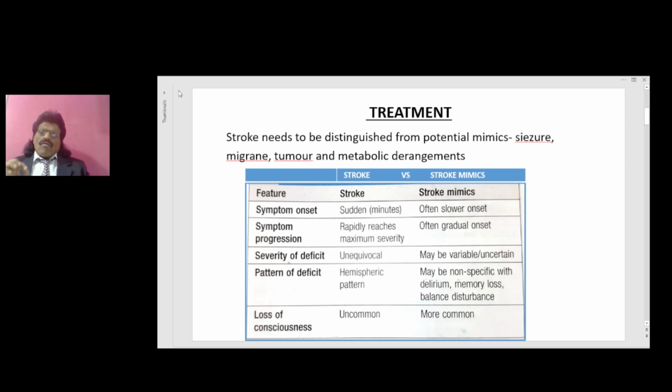Loss of consciousness is uncommon in stroke, whereas it is more common in stroke mimic. One of the common stroke mimics is hypoglycemia. So always check the blood sugar level and rule out hypoglycemia before actually starting the treatment for stroke. Hypoglycemia is a strong stroke mimic, and all we need to do is just to give dextrose.